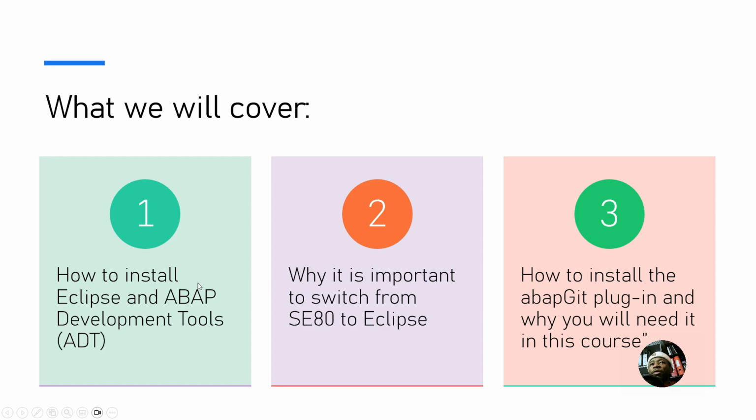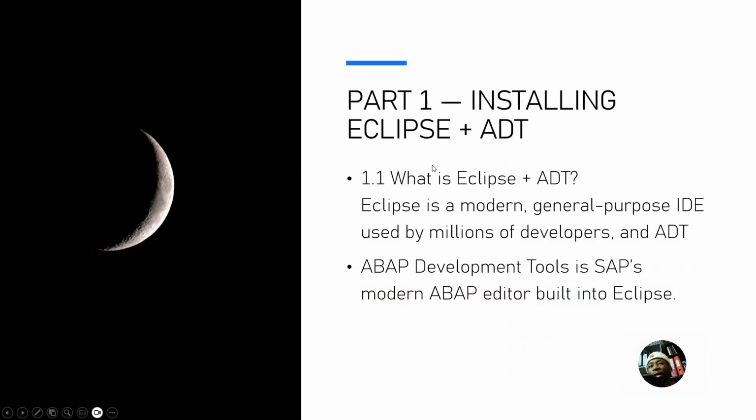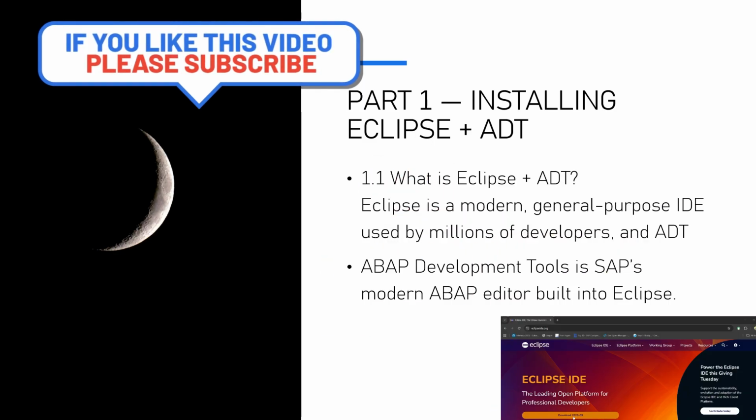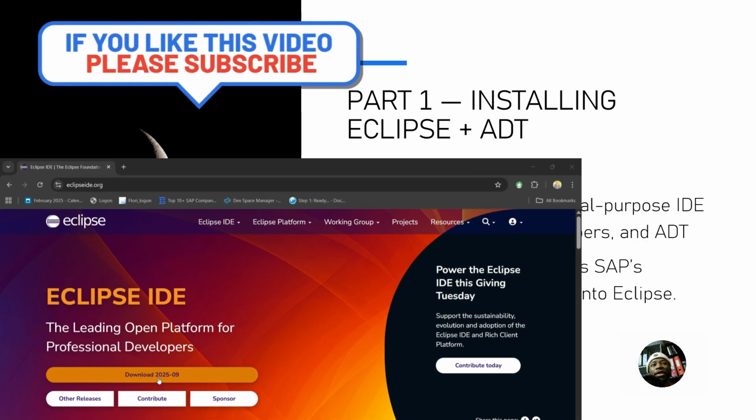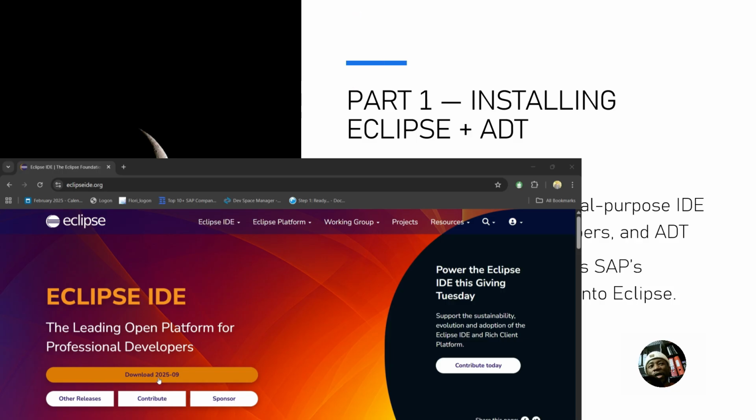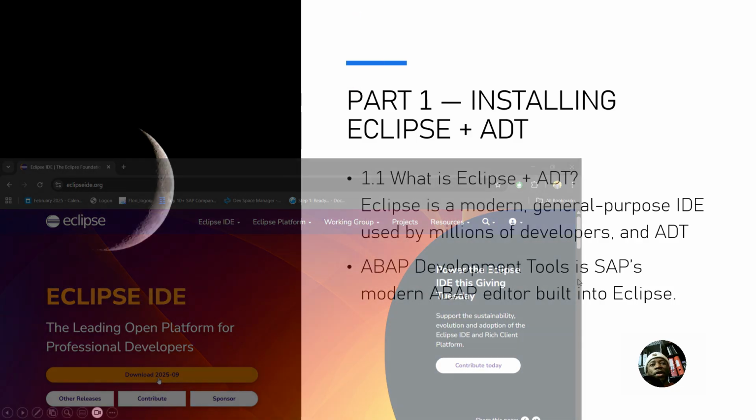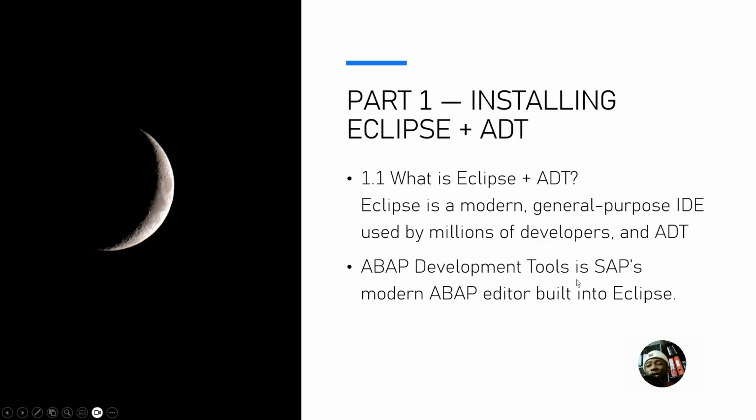this course. So in the first part, which is installing Eclipse, when we install Eclipse, we are also going to include the ABAP development tools, which is the ADT. And before we move further, what is Eclipse and ADT? I'm sure you are aware, Eclipse is a modern general purpose IDE used by millions of developers, and ADT is known as the ABAP development tools, and this is SAP's modern ABAP editor that is built inside Eclipse.